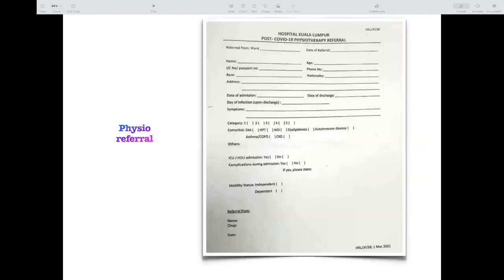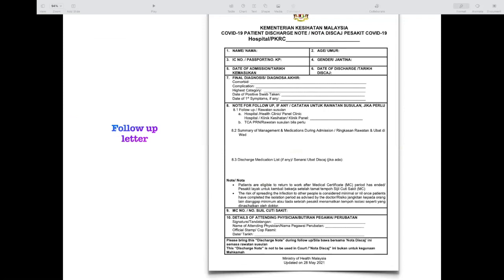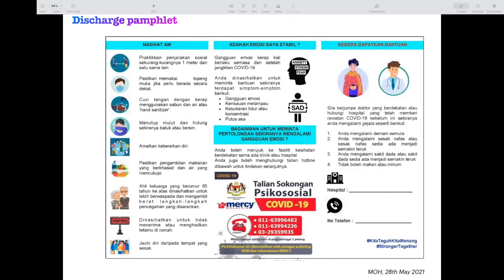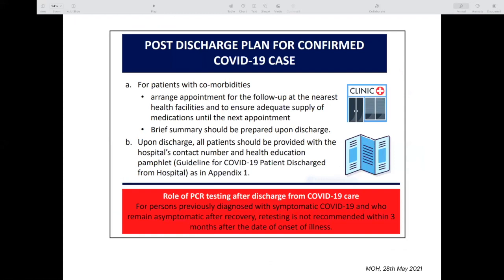Okay, so just want to show you, this is our physio referral form that we should fill out and give it to the patient. And this is the follow-up letter if we discharge the patients that we need to fill out and give it to the patient. And this is our discharge pamphlet that we should actually give the patients upon discharge. Okay, so these are the most important things that we need to consider.